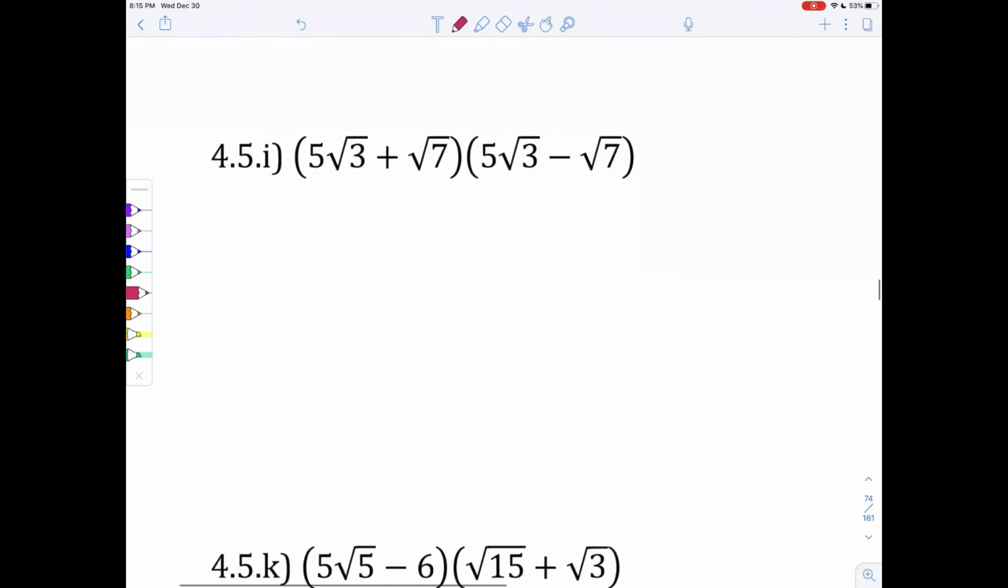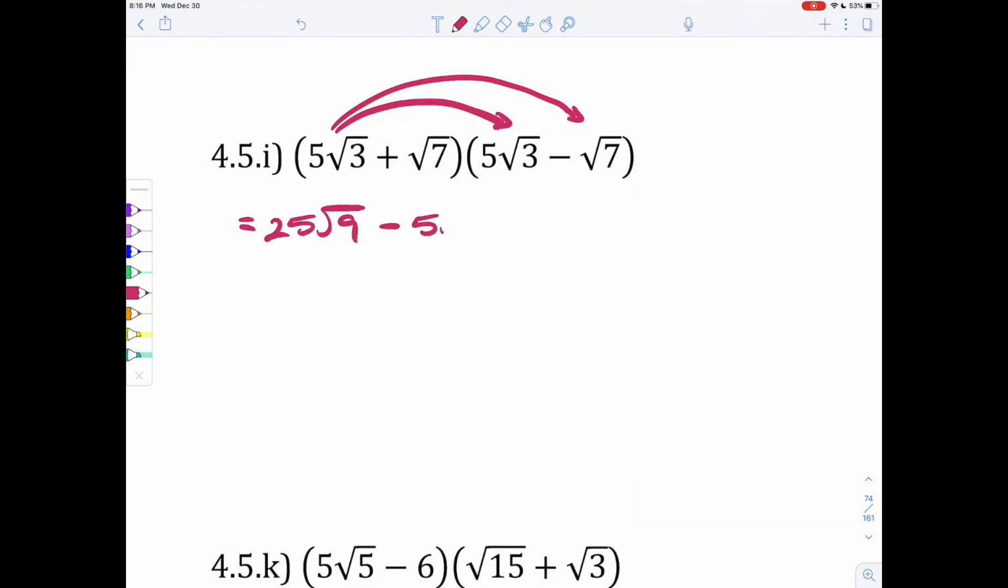where we're going to perform that FOIL again, that double distribution. I'm going to draw my arrows one at a time here. So 5 root 3 times 5 root 3 will give me 25 root 9. And then I've got 5 root 3 times negative root 7, which gives me negative 5 root 21.